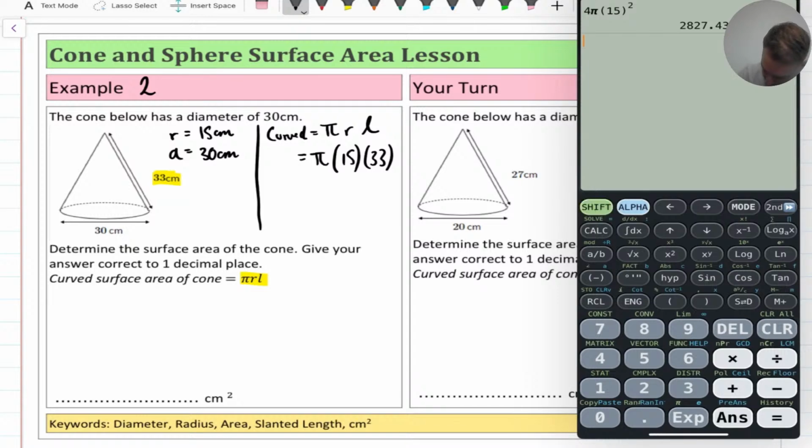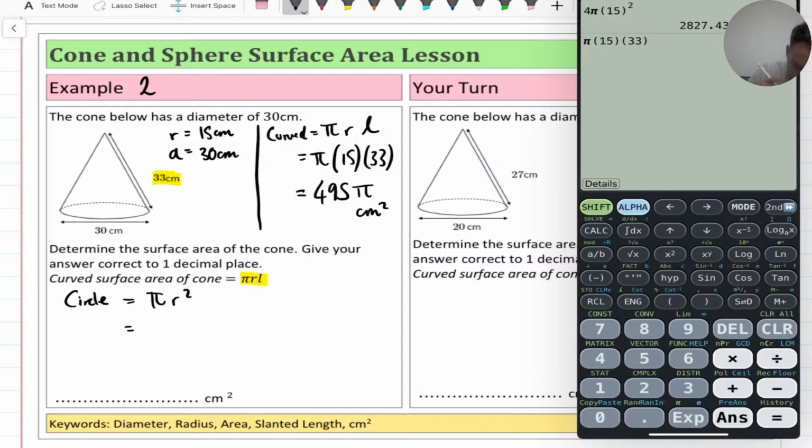So shift pi times 15 times 33, I'll do it in terms of pi for now, is equal to 495 pi centimetres squared because it's area. Okay? So that's the curved part, but we also need the circle on the bottom, which we know is equal to pi r squared. We know that.